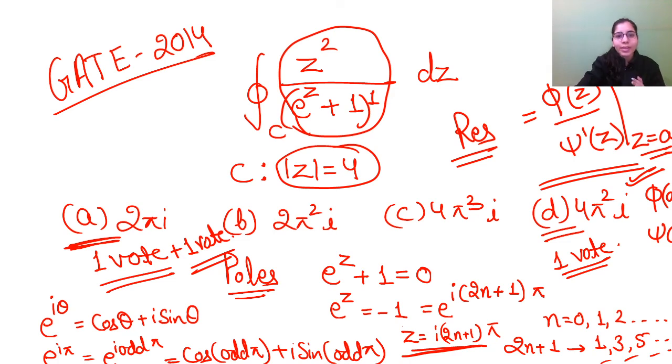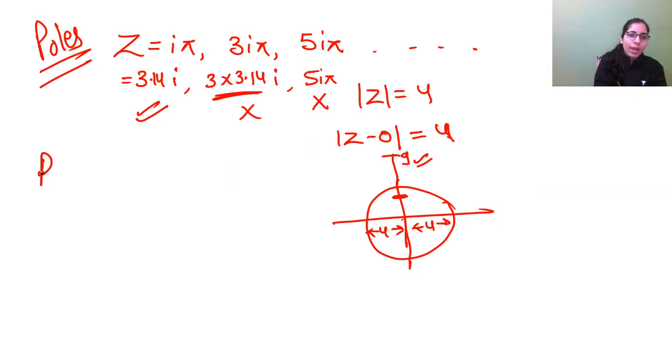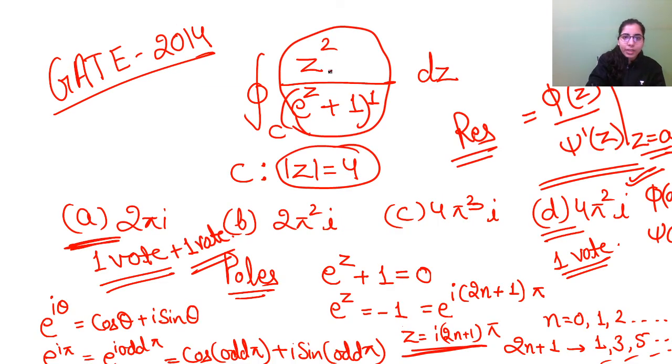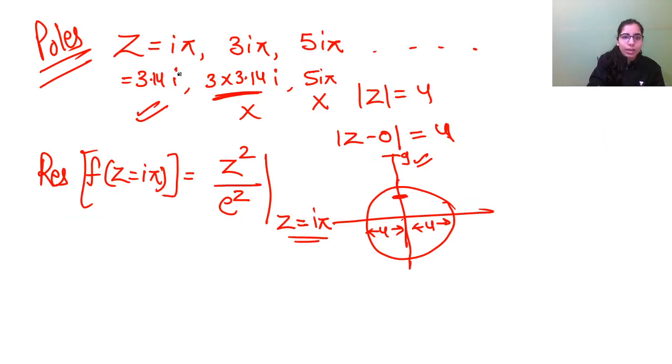Clear? Next, let's find the residue at the pole which exists within the contour, which is just iota pi. As I have told you, an exponential is present, so we are going to use this formula: numerator as it is, denominator's differentiation, and the value of z you put at the end is equal to the pole. Clear? You can see I have kept the numerator as it is, phi z means numerator as it is. When you differentiate the denominator, it becomes e to the power z. Then find its value at the pole, which is z is equal to iota pi.